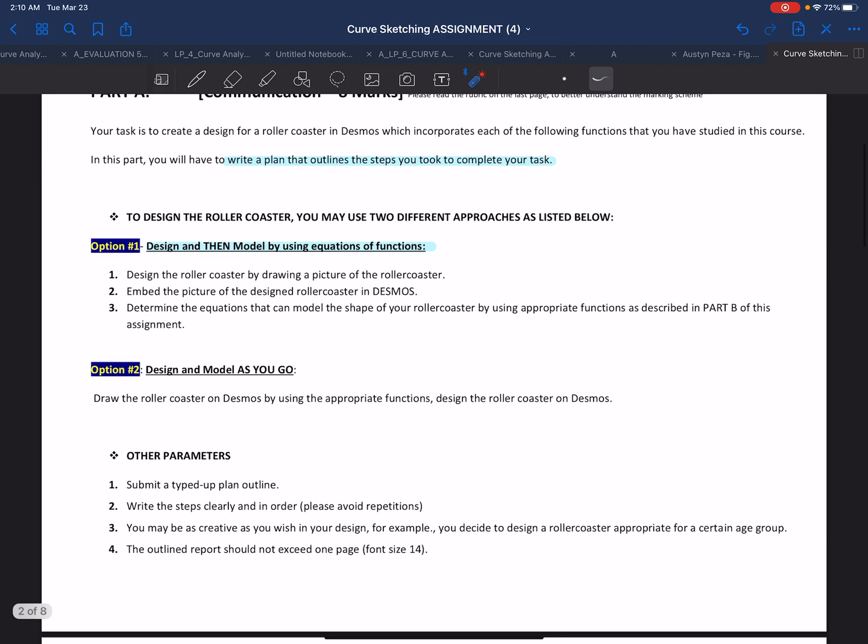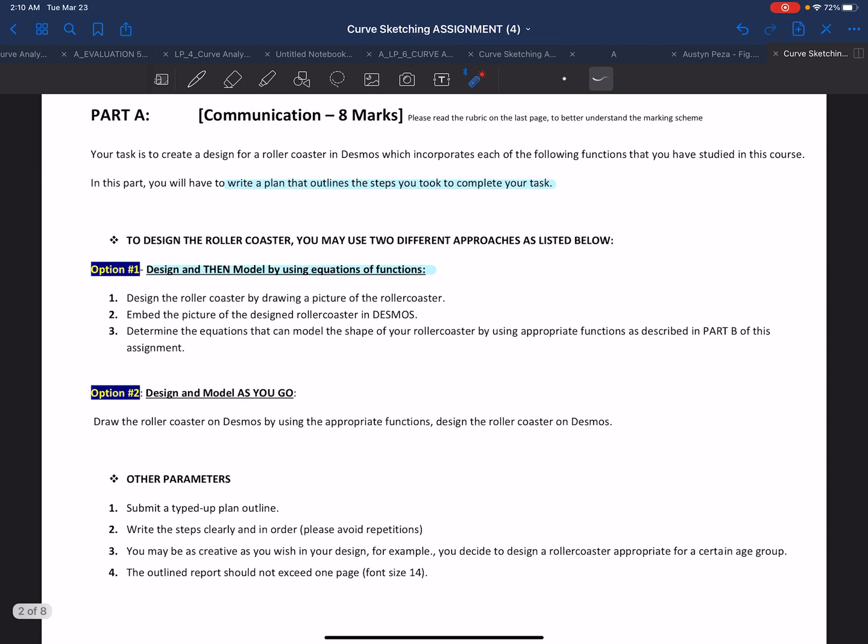Now there are certain parameters you need to keep in mind in this portion of your assignment. Number one, you have to submit a typed up plan or an outline that describes a step-by-step process of how you approached and how you completed the assignment. You need to write the steps clearly and in order, and please try to avoid repetitions. You may be as creative as you wish in your design and in the story of your design.